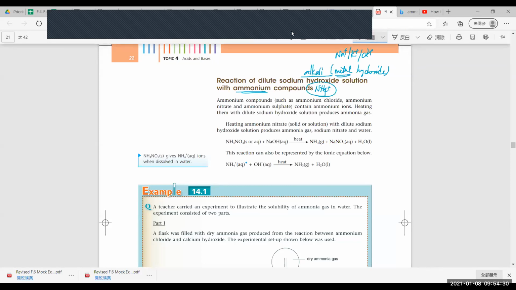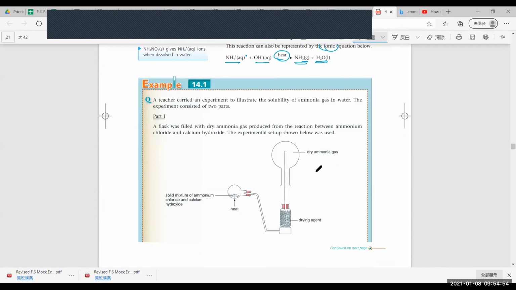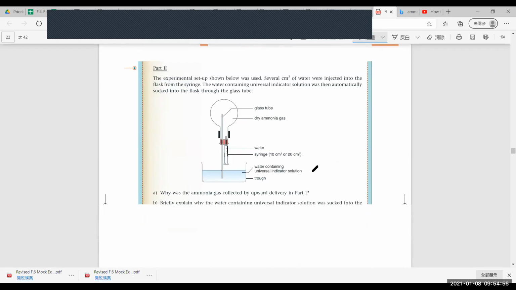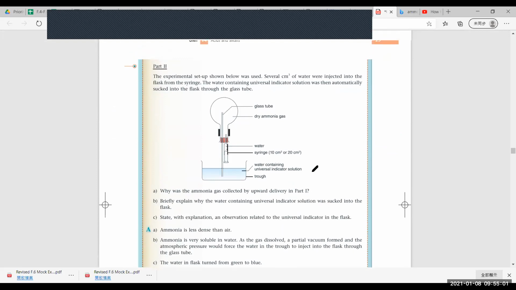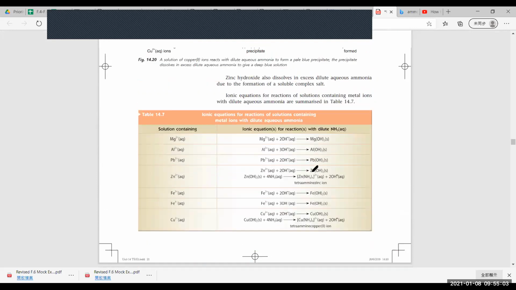Okay, so the reaction will be either in solid or in aqueous. Ammonium salts react with alkali, so they would react to form ammonia gas, the salt and water. If you take a look at the ionic equation, it is ammonium ion plus hydroxide ion, heat, to form ammonia gas and water. So that's what I've just mentioned about the fountain experiment, okay, you may find it here, right? You may read those for details. Okay, this is the first equation I'd like to share with you.